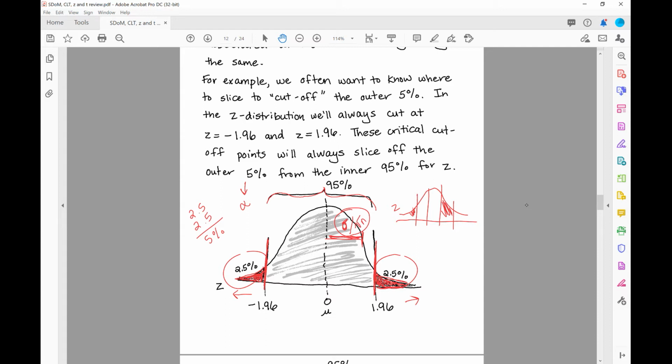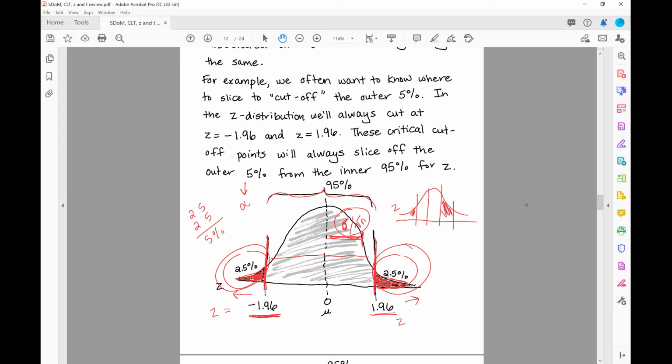So that means that we can set this curve and we know where we want to slice off those bottom and top 2.5% is always going to be at negative 1.96, right? So these are the z's. Once we convert whatever measurement we're using into these z's, we know, okay, where z is negative 1.96, slice. Where z is positive 1.96, slice. And that's going to give us our outer 5% versus our inner 95%.